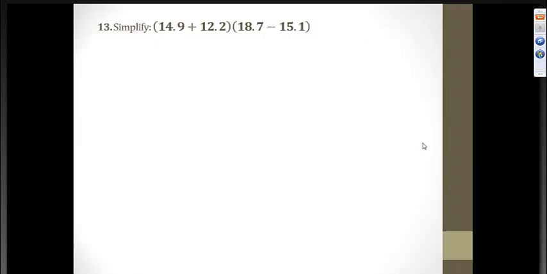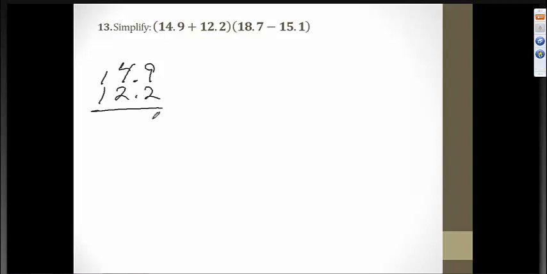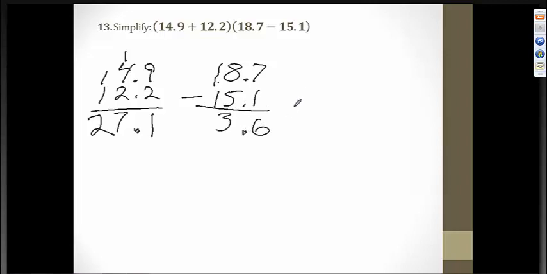All right, number 13. Again, it's order of operations with decimals. Be careful. All right, let's take a look. What do I have to do first? Well, I have to take care of the grouping symbol. So this is a grouping symbol, this is a grouping symbol, and then I have to multiply the values. So the first thing I'm going to do is take 14.9 and add 12.2. Again, just as if they were whole numbers, I'm keeping my place value intact, and I'm getting 27.1. So that's my first one. The second one is a subtraction problem, and I have 18.7 minus 15.1, and that's going to give me 3.6.